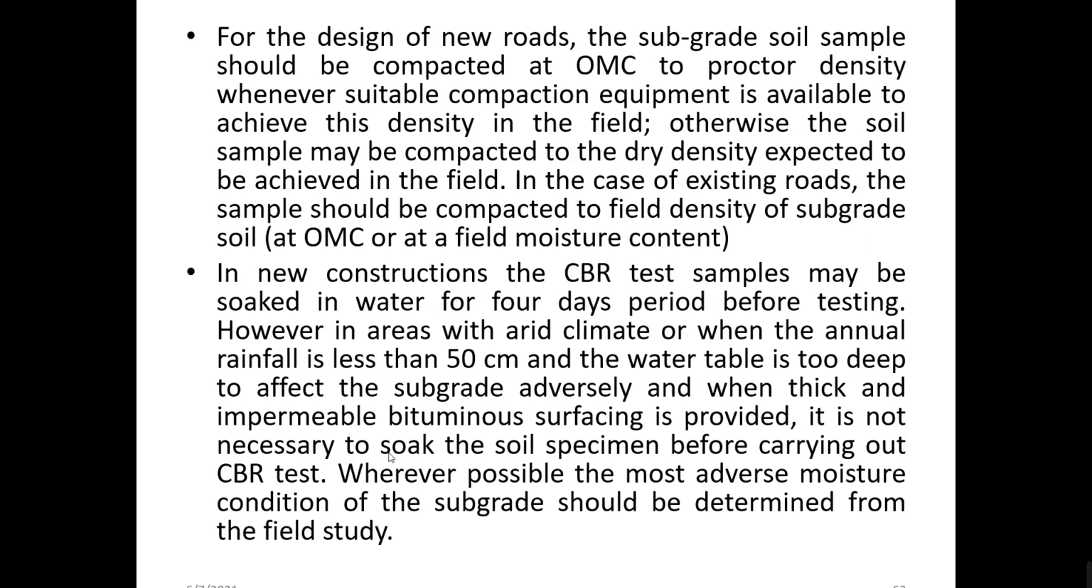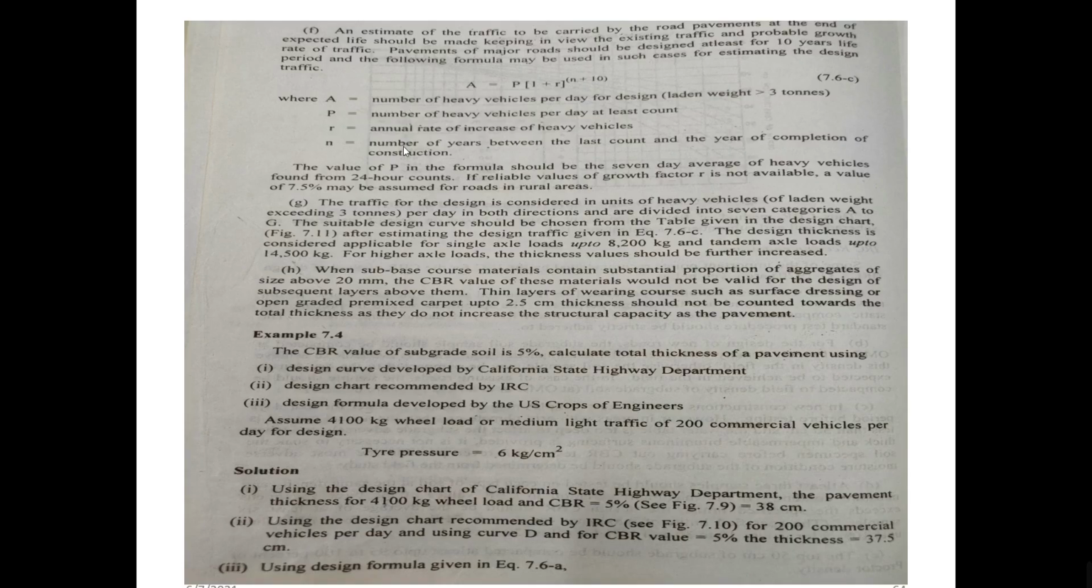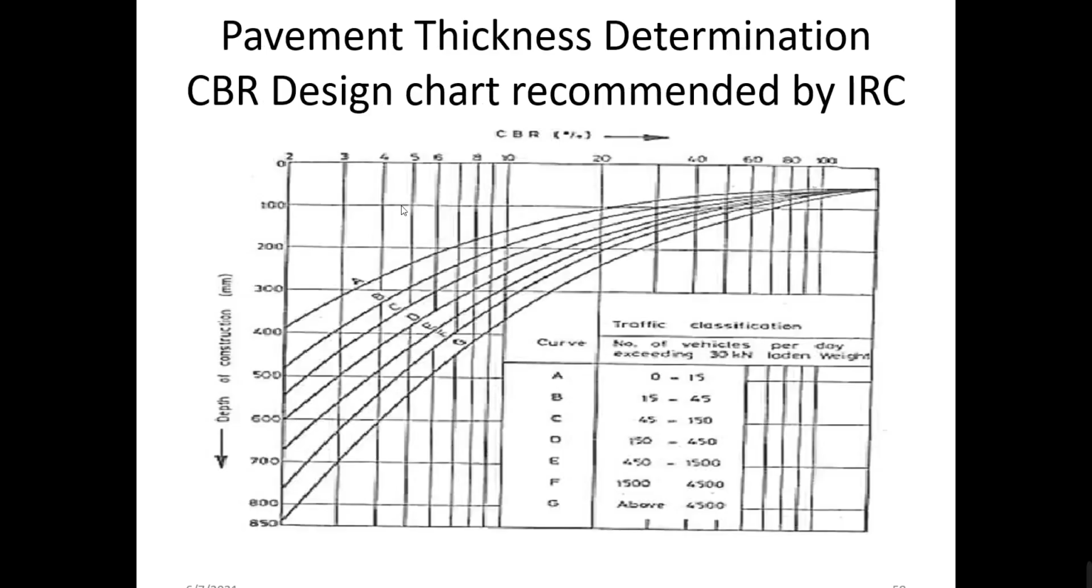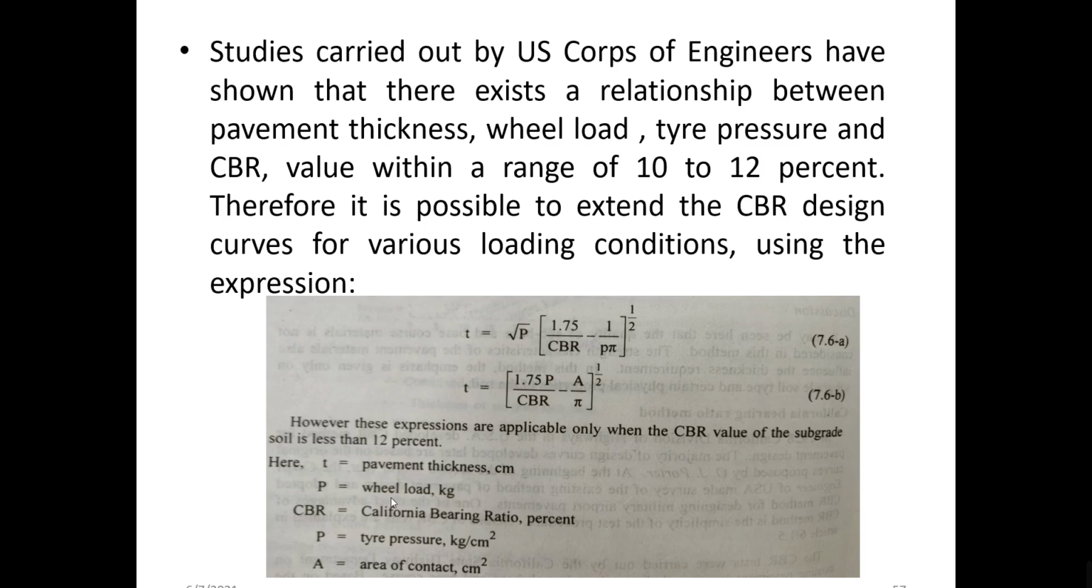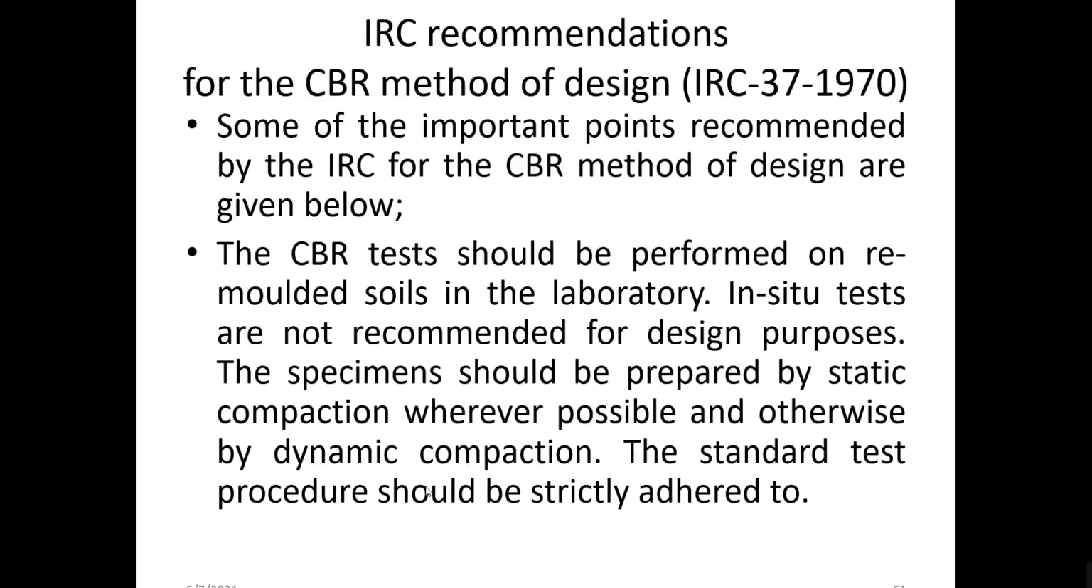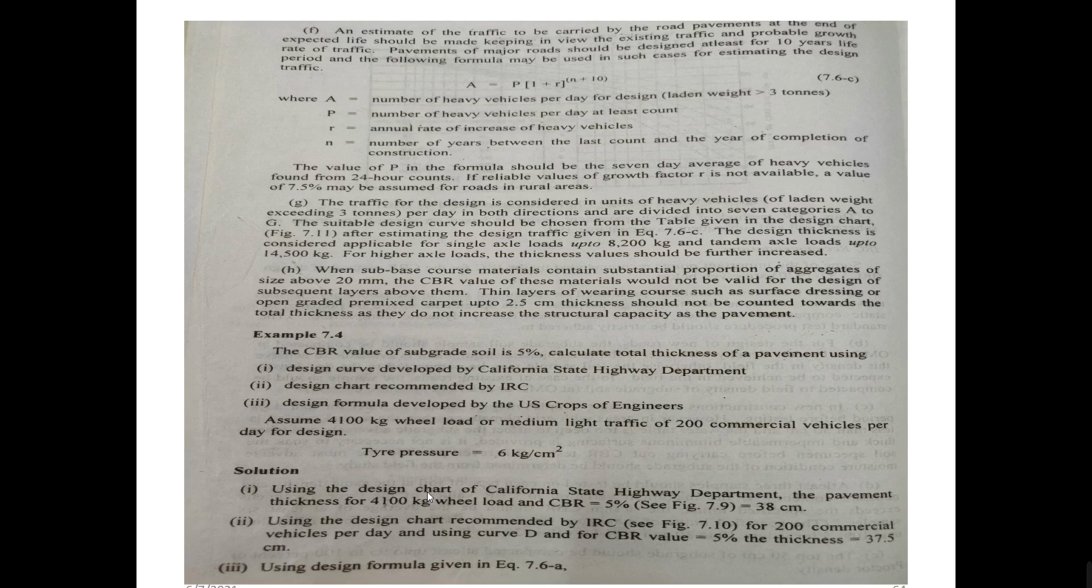correlation of what I told you, the correlation of the wheel load, CBR, tire pressure, area of contact to determine the pavement thickness, right? So with all the correlated parameters, if you have been given the data of correlated parameters, we can usually easily determine the design thickness of the flexible pavement. This is an example which we are going to learn in the next class.